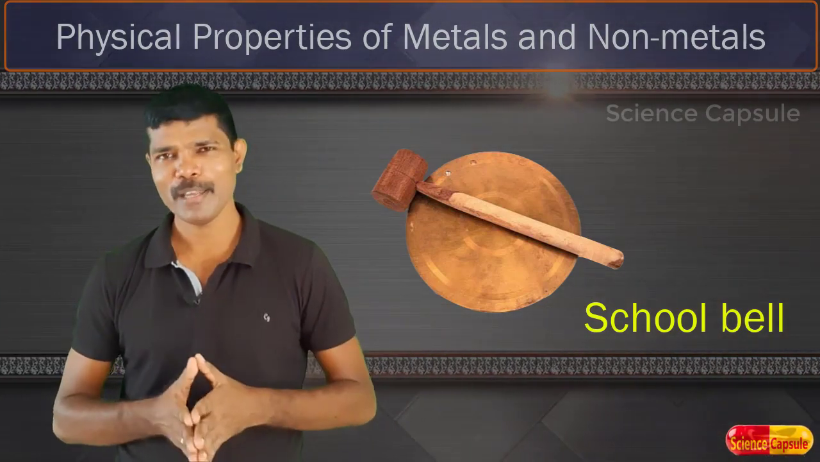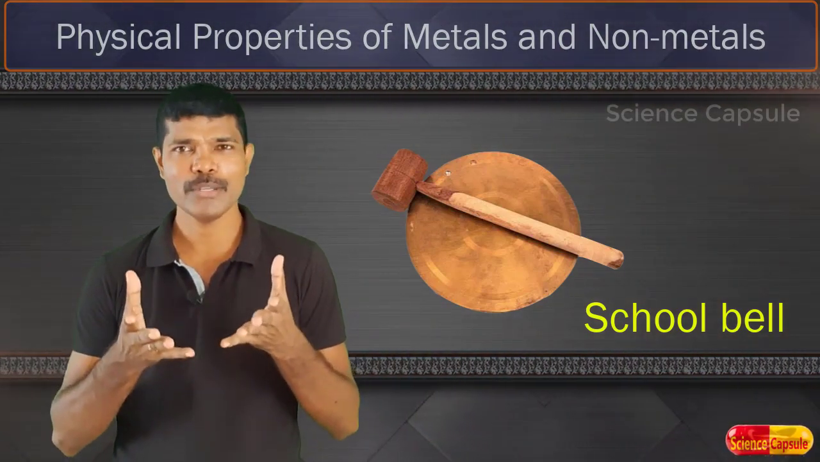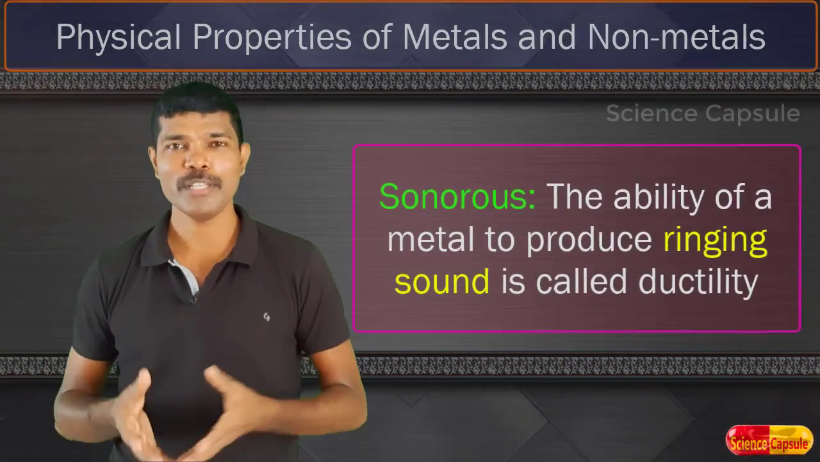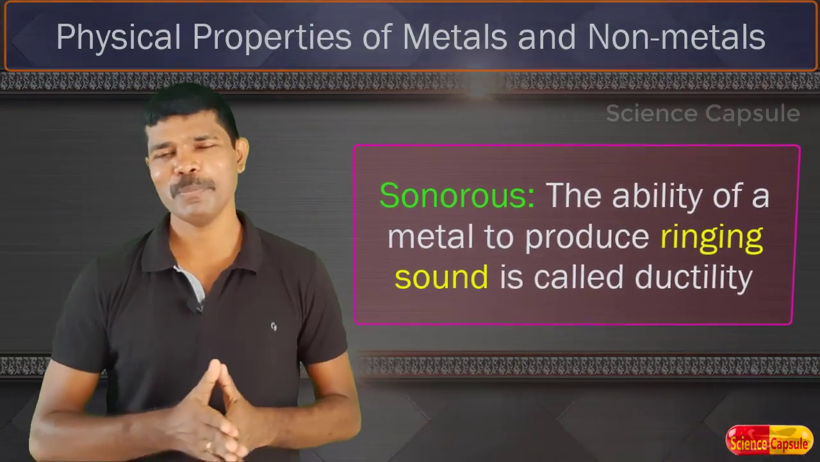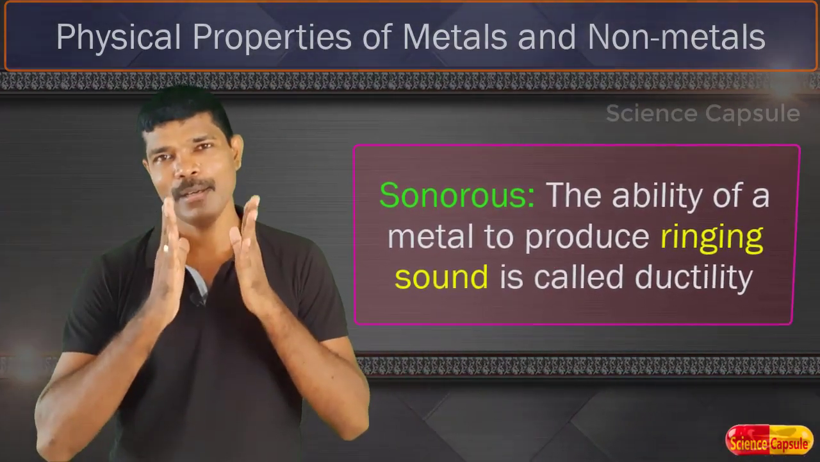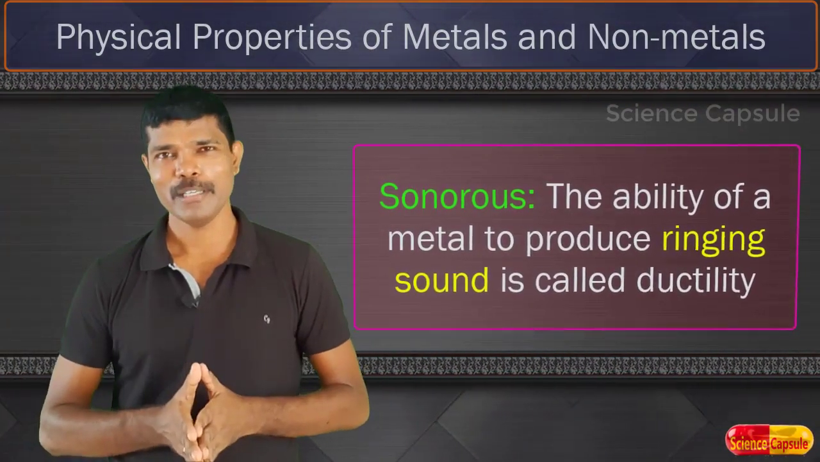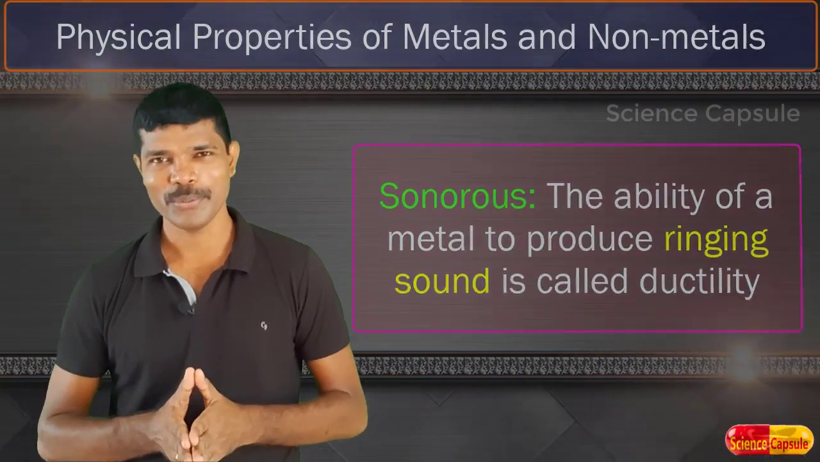You are very much familiar with the fact that when the utensils in your kitchen fall down, they produce a type of sound. Such sound is produced only by metals, not by non-metals. So this is what we call sonorous.